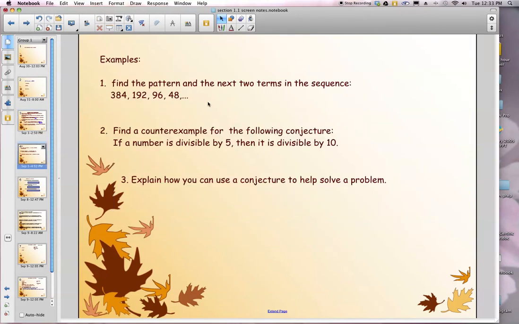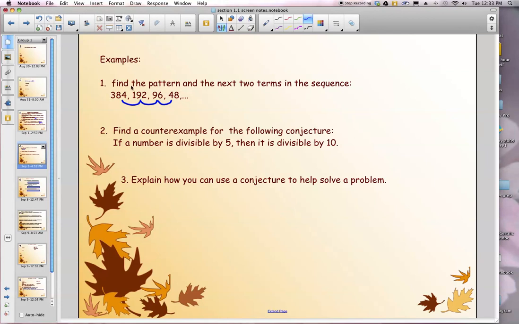A few examples of homework problems that you might see are find the pattern. Tell me what's the pattern that takes you from this number to this number and then to this one and then to this one, and then give me the next 2 terms in the sequence. To do that, you're going to look at what's the relationship between this one and this one? What's the relationship between this one and this one? What's the relationship between this one and this one?